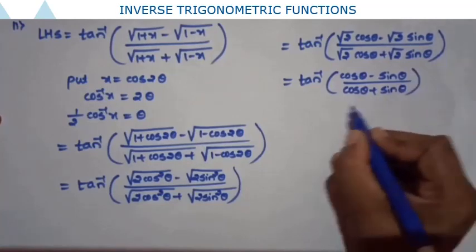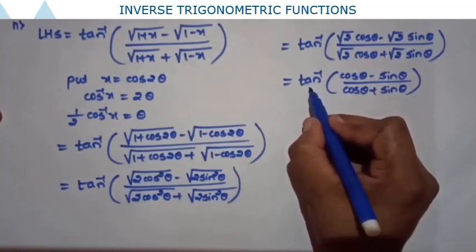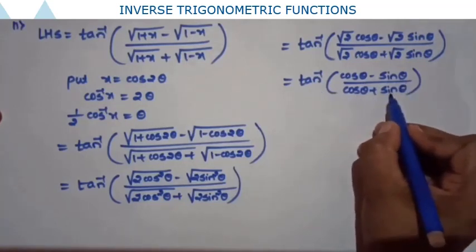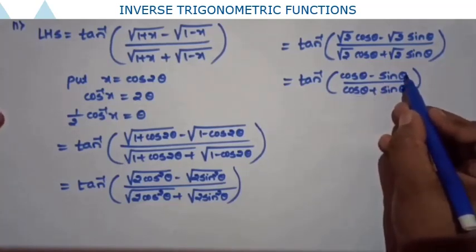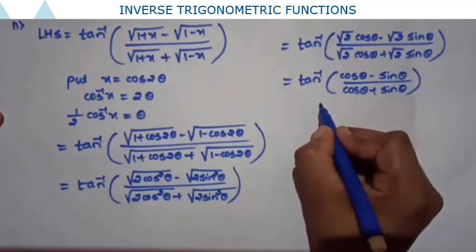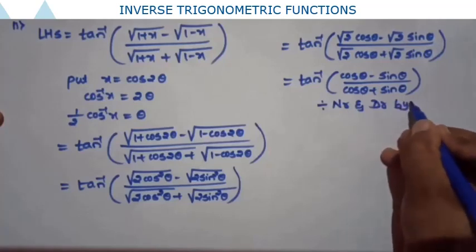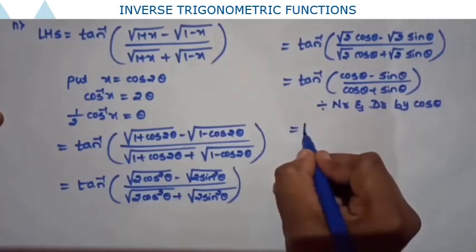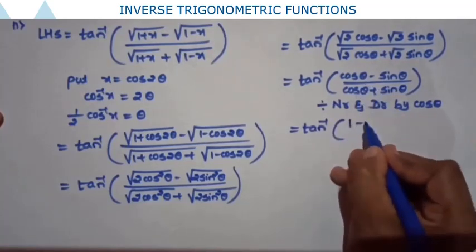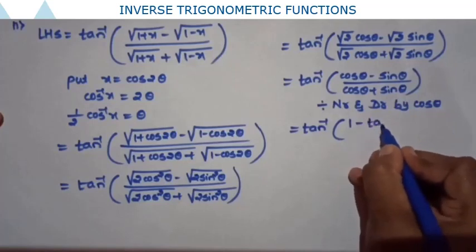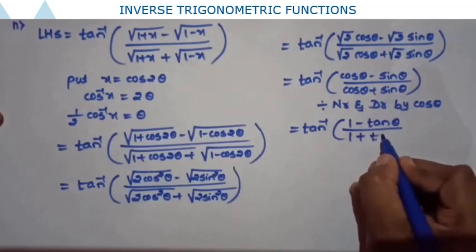So again we simplify this one. Already this type of example is over, that is, simplify tan inverse of cos x minus sin x by cos x plus sin x. So in this case we divide numerator as well as denominator by cos theta. Therefore this becomes 1 minus sin theta by cos theta, that is tan theta, whole divided by 1 plus sin theta by cos theta, that is tan theta.